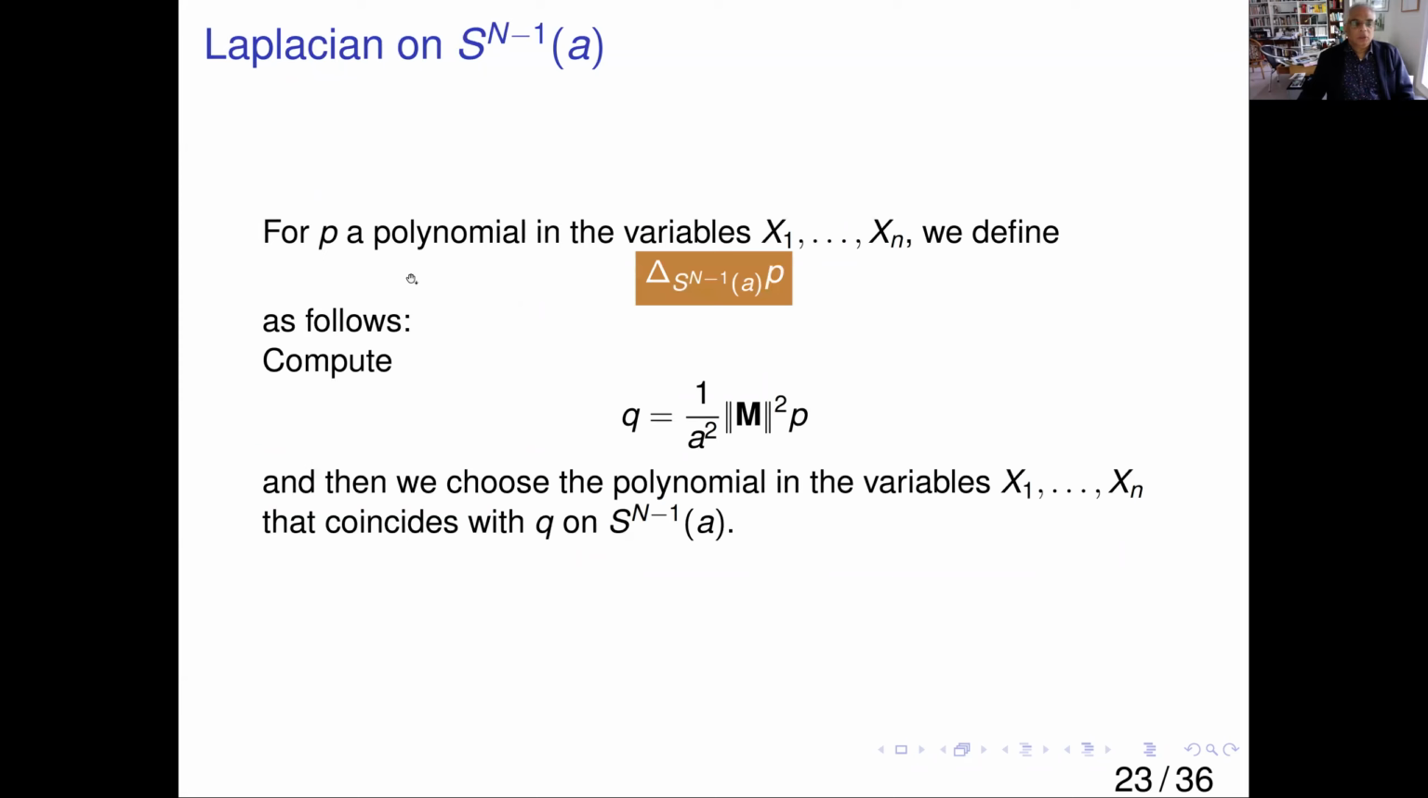So now let's do this. We're going to define the Laplacian on a sphere. You can define it in any number of ways, but I'm proceeding in a way that is purely algebraic. There's no analysis involved, for now. We define it as follows. You apply the angular momentum squared, which is the physics language, so the sum of the rotation generators squared applied to P, and then we scale it down by a squared. This is a polynomial in all big N variables. However, when we restrict to the sphere of radius A, we can choose a polynomial in the small n variables that coincides with Q. That is what we will take for the Laplacian.